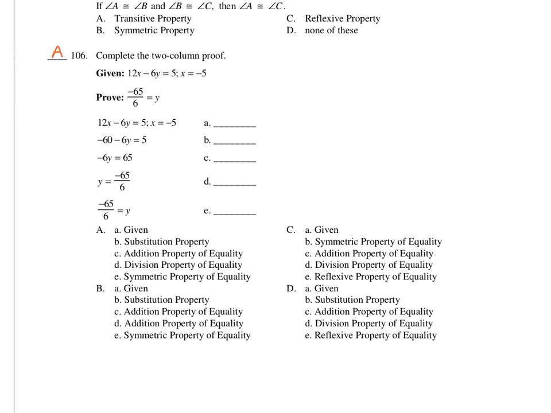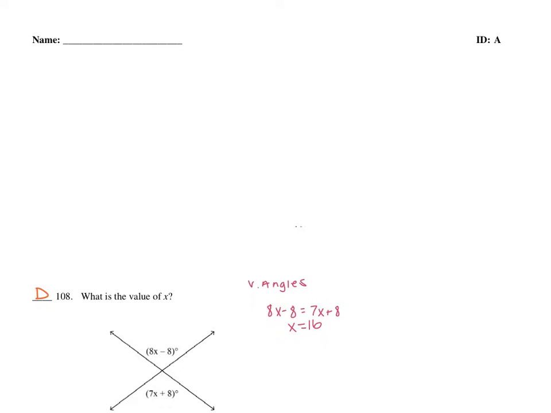Complete the proof. This time it's an algebraic proof. So you've got your given. And then you plug negative 5 in, which was substitution. Added the negative 60, addition, divided by negative 6, division. And then E is just symmetric, so you flip the left side to equal the right. All of those you have to know your properties.